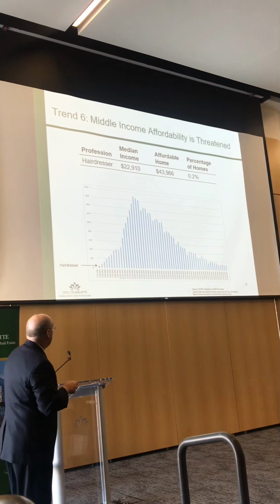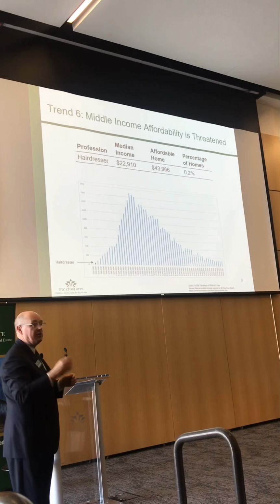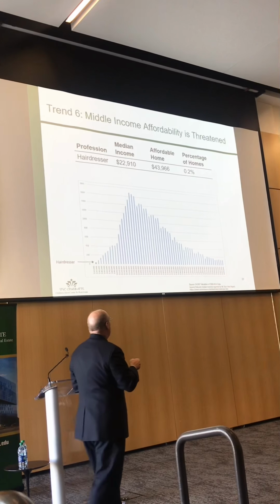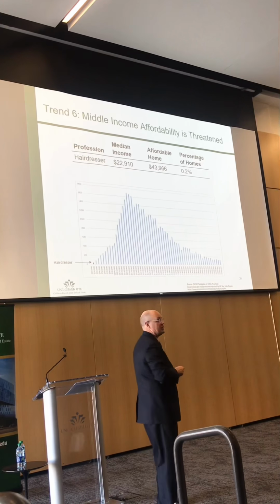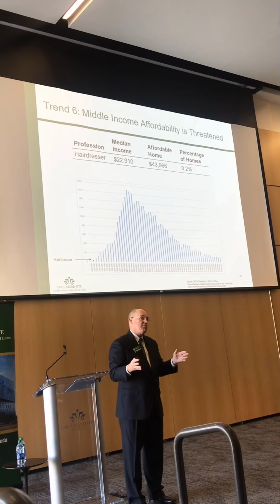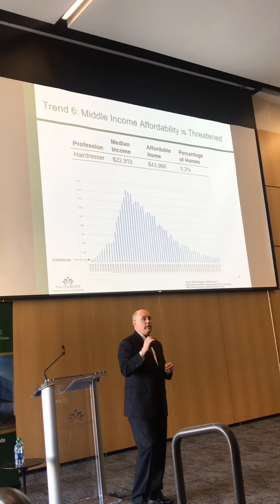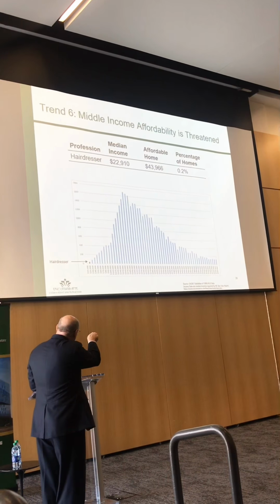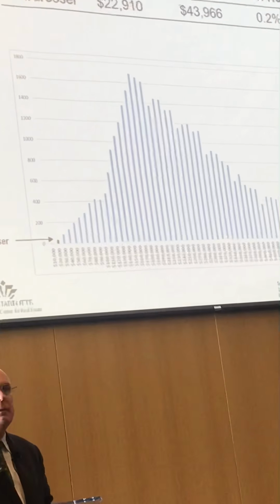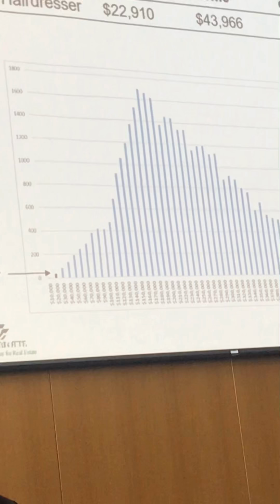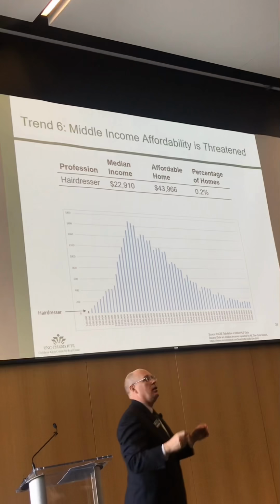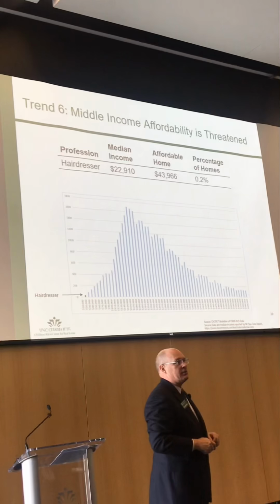That person could, in 2018, given interest rates and all the other things you have to pay, afford a home of $43,966 and not be cost burdened. That's 0.2% of distribution. That's that black line. That's what they can buy. Okay? They're not buying homes. They're in the rental market. We probably won't find that shocking. Let's look at some other things.